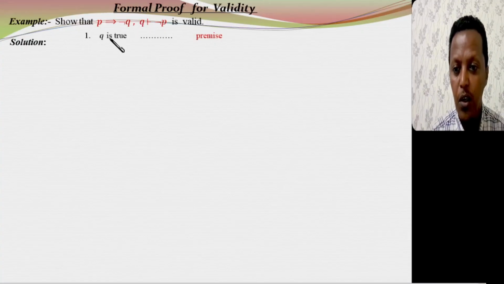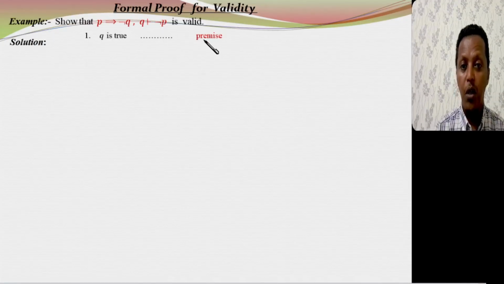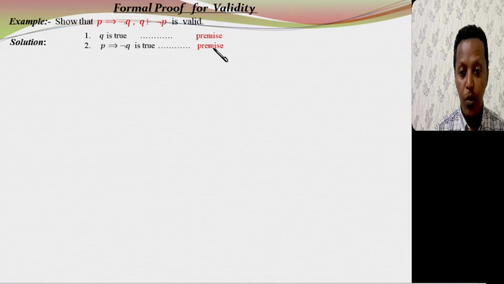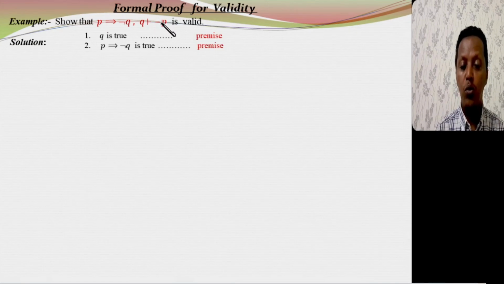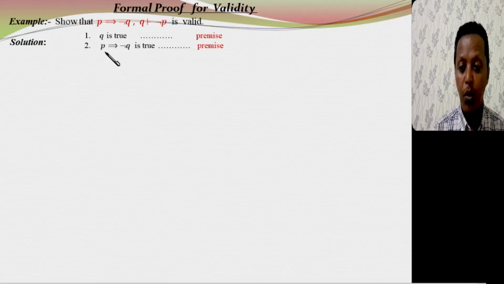So let's take Q, the first premise, let it be true because it is a premise. And again, let P implies negation Q be true, because that is the second premise. So by assuming these two premises are true, we are going to check whether negation P is always true or not. If negation P is always true, then the given argument is valid. So in the first assumption, Q true, and the second assumption, P implies negation Q true, the truth value of P will be false.